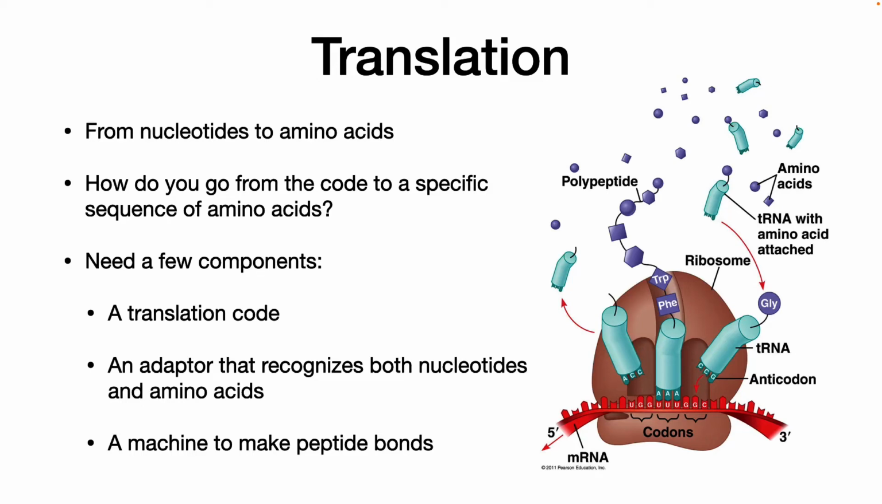We now end these lectures on the Central Dogma by covering translation. I'm going to quickly cover translation because you have had this before in your biology classes. Translation has a much more interesting problem than transcription. Transcription is a relatively simple problem, converting a DNA sequence to RNA sequence. But in translation, you are changing from one language, that of nucleic acids, to another, proteins. To do this, you need a few components. A translation code, an adapter that recognizes both nucleotides and amino acids, and a machine that can make the peptide bonds.